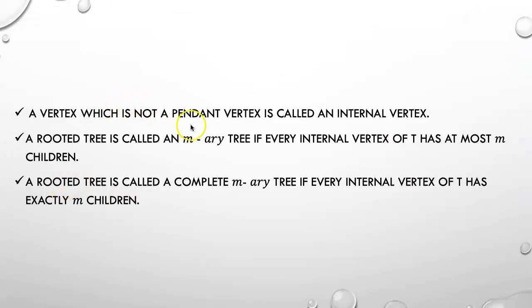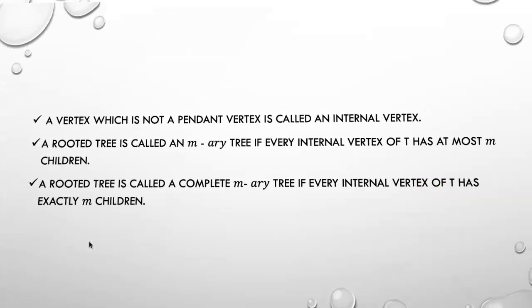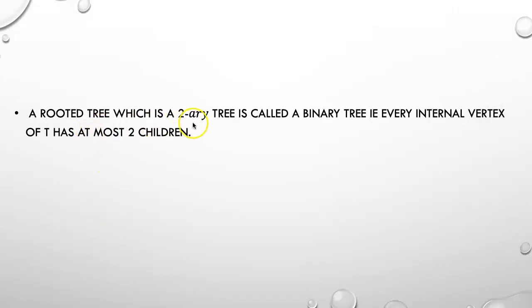A vertex which is not a pendant vertex is called an internal vertex. A rooted tree is called an M-array tree if every internal vertex of T has at most M children. And a rooted tree is called a complete M-array tree if every internal vertex of T has exactly M children. A rooted tree which is a two-array tree is called a binary tree if every internal vertex of T has at most 2 children.